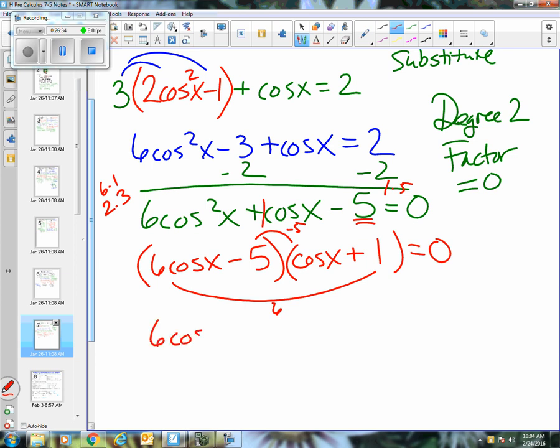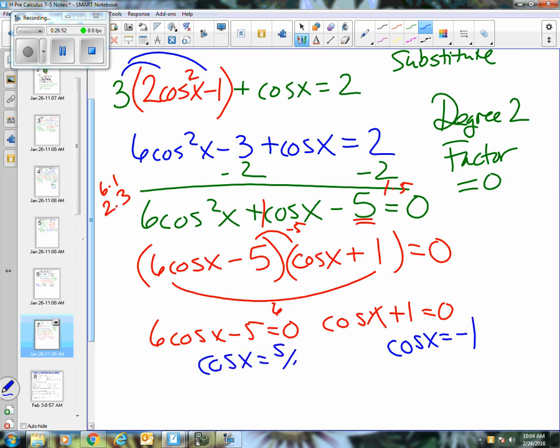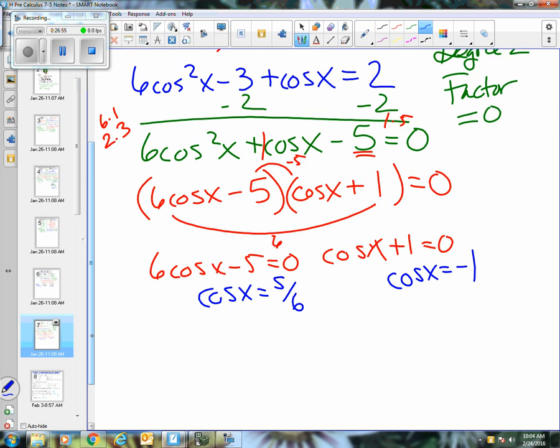Now set them each equal to 0 and solve. Oops, I'm already solving here. I know a lot of you do that too, and that's fine as long as you know what you're doing with that. So when is cosine equal to negative 1? And when is cosine of x equal to 5 over 6? Let's do the negative 1 first. That might look more familiar. When is cosine negative 1? That happens at 180 degrees.